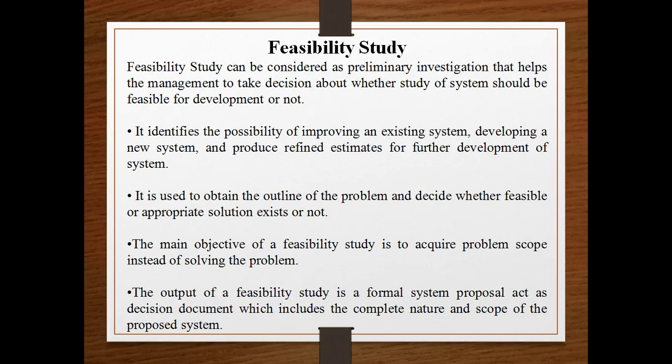Okay, the output of the feasibility study is going to be the formal system proposal as a decision document, which includes the complete nature and scope of the proposed system. So whatever you are deciding, it is going to be documented, and then you go ahead with your study.